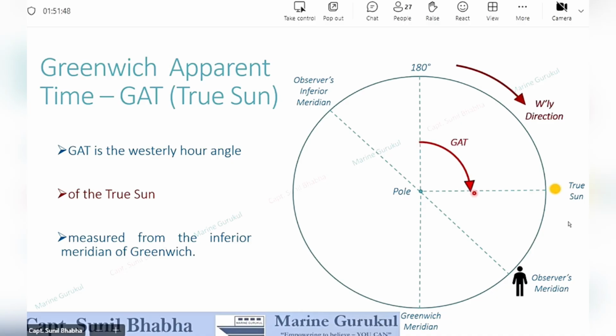Now this red color angle which you see is the GAT. It is the westerly hour angle. You see it is measured in the westerly direction of the true sun, measured up to the true sun, measured from inferior meridian of Greenwich. The reference point or the starting point is the inferior meridian of Greenwich. So starting from inferior meridian of Greenwich, going in the westerly direction up to the true sun, this particular angle is called Greenwich apparent time, or GAT.